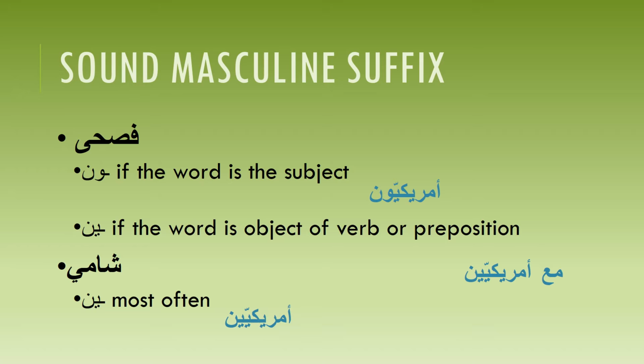In Shami and the other spoken dialects, the "een" ending is used for everything, so this is the one you will be using most often, "amrikiyin." Keep in mind that whenever you are using an adjective to describe a group of people, it needs to be the plural form of the adjective.